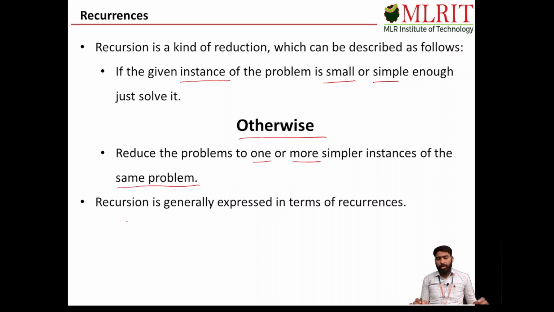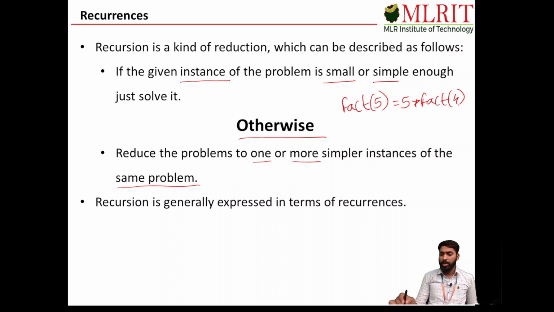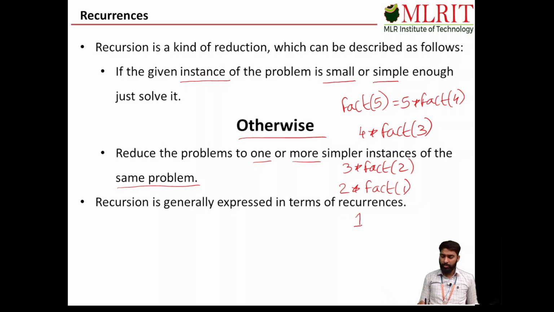So what does it mean? What is factorial of 5? Factorial of 5 I express as 5 into factorial of 4. What is factorial of 4? I express it as 4 into factorial of 3. What is factorial of 3? 3 into factorial of 2. What is factorial of 2? 2 into factorial of 1. What is factorial of 1? Factorial of 1 is 1. I know this. So this is the smallest instance of the problem, factorial of 5.